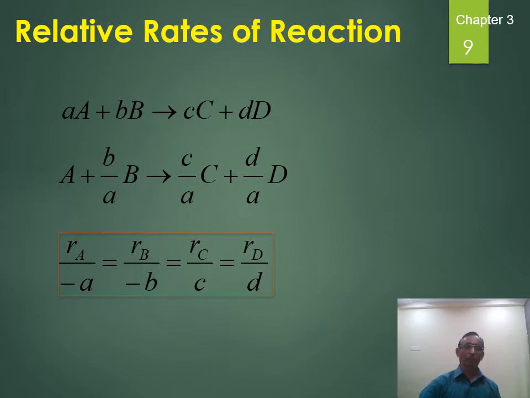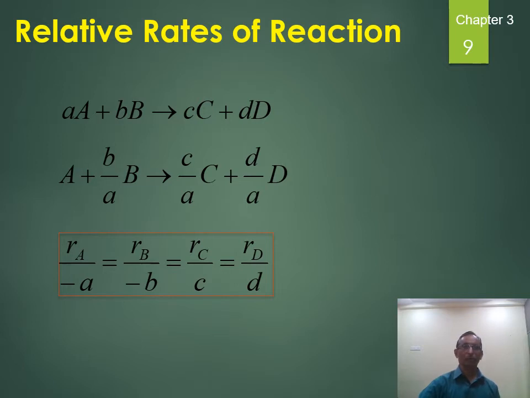Whatever limiting reactant you consider, you have to mention here that you are considering the limiting reactant as species B and dividing throughout the reaction by b, then it is very easy to compare. So what is the stoichiometric coefficient of B? It is 1. So it is very easy to compare.